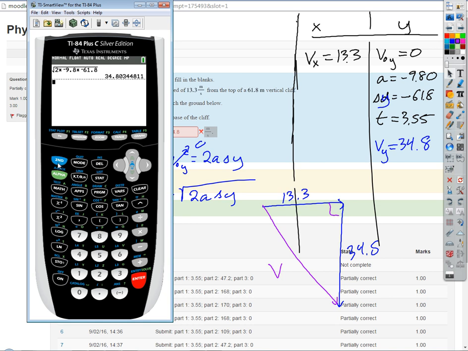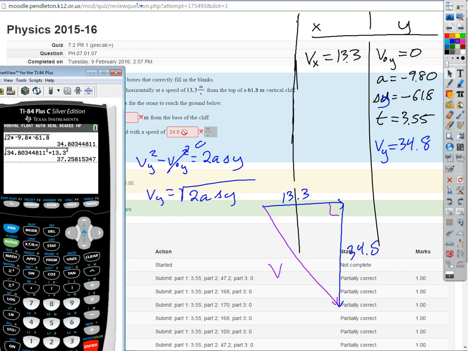So we've got the square root of that number squared plus 13.3 squared. Right, Pythagorean theorem. And so the answer is 37.3. Okay? And is that what this thing was telling us? No, it says 37.2.